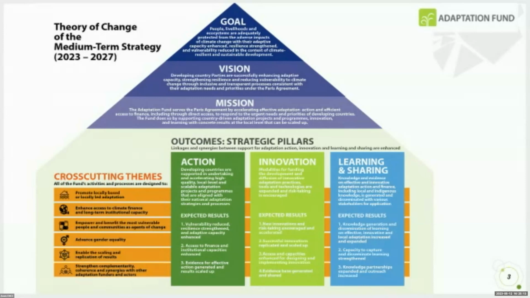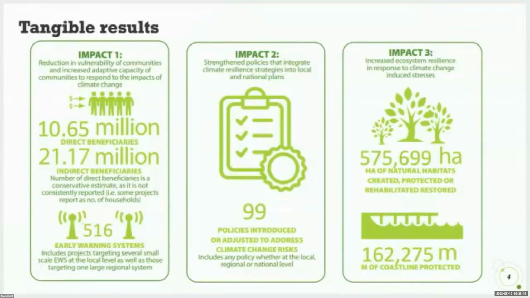So this is our sort of setup, and we are striving to come up with tangible results. So we have these three impact indicators. We're looking at reduction of vulnerability, which we can try to measure in terms of reached beneficiaries or the number of early warning systems that we have helped implement. We monitor the number of policies that have been implemented thanks to our actions. And we also have some sort of geographical measure of the impact on the ecosystem. So we're trying to come up with quantified indicators.